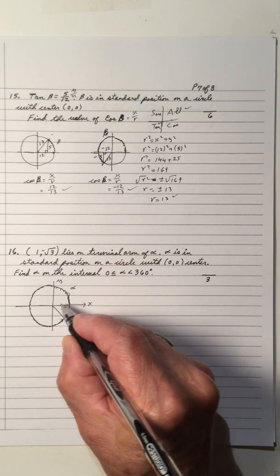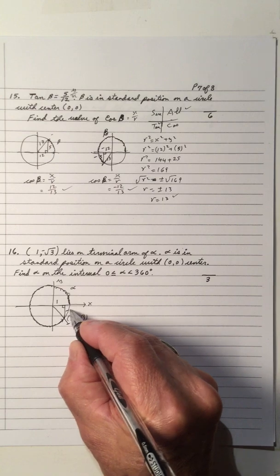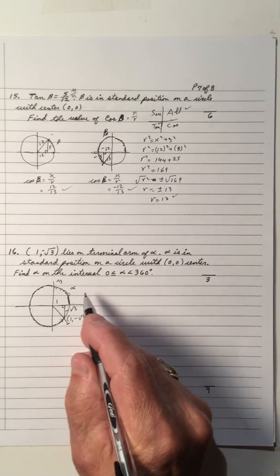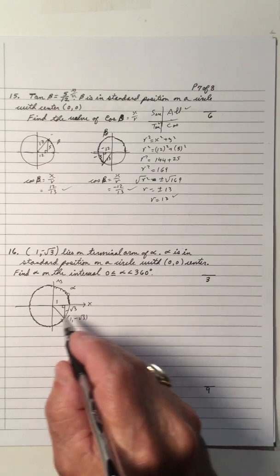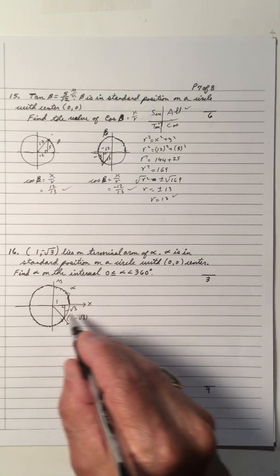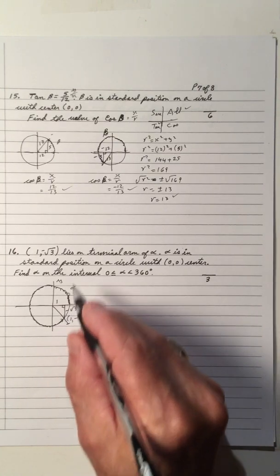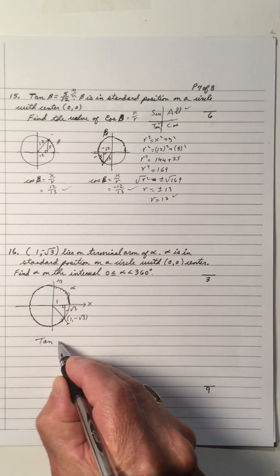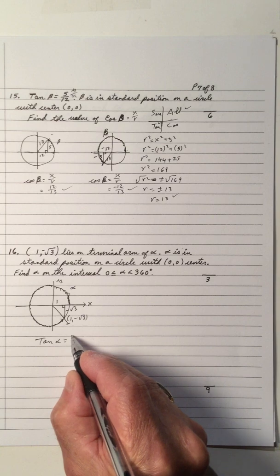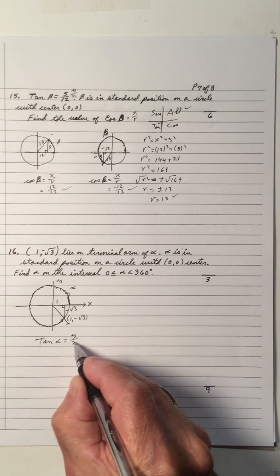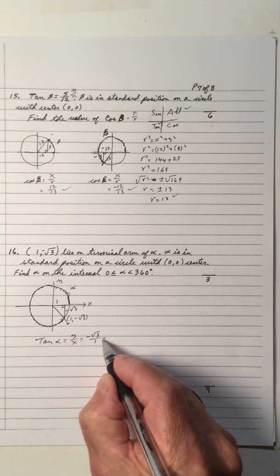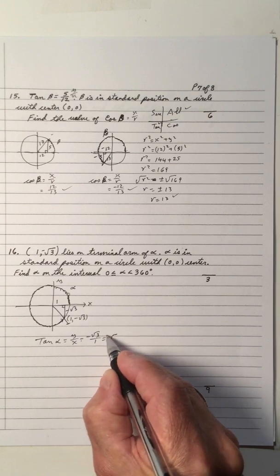So we drop a perpendicular to the x-axis. x is 1, y is negative root 3, and we want to find this rotation. To get the rotation, we don't need the radius because we have the x and the y. So we have a tan. Tan alpha is the y over the x. So that's negative root 3 over 1, which is negative root 3.